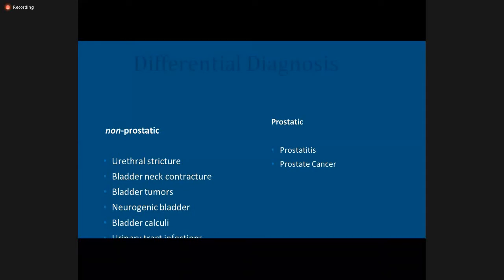So now we'll move on to the differential diagnosis. Differential diagnosis, there are prostatic as well as non-prostatic. Non-prostatic includes urethral stricture, bladder neck contracture, bladder tumors, neurogenic bladder, calculi, and urinary tract infections. And the prostatic are prostatitis and prostatic cancer.